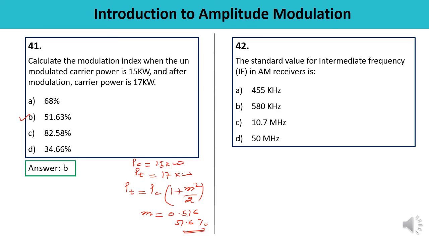Next question. The standard value for intermediate frequency IF in the AM receiver. Standard value is 455 kilohertz. You must be remembering it. Let us check. Yes, this is the correct one.